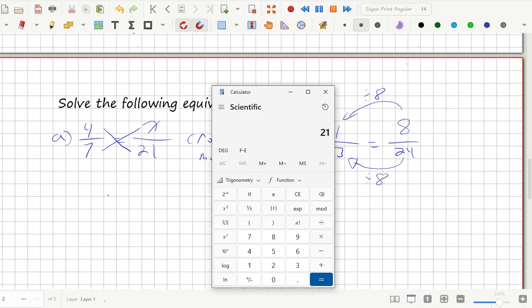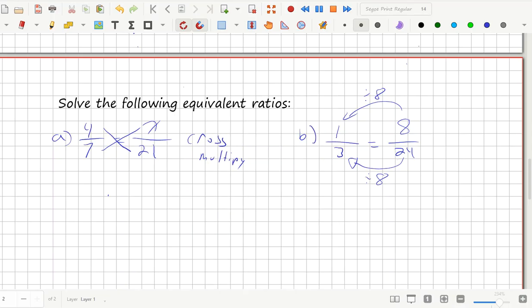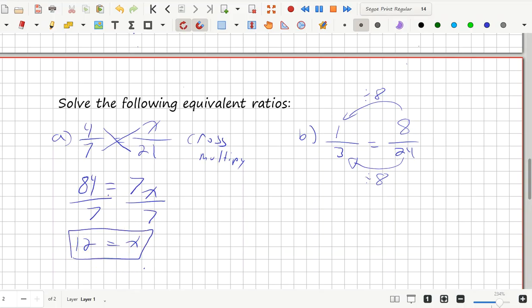So 21 times 4, I know it was 84 already. So I get 84 on one side, and then 7 times x is 7x. Now I have a one-step algebra question, and I'm just going to divide both sides by 7. So I get a value of, well, we already know it's 12 because we have already done this. But if you didn't, you could solve for the variable on top by using cross multiplication.